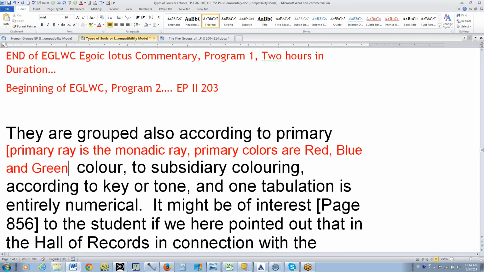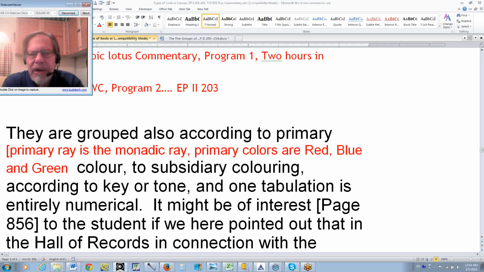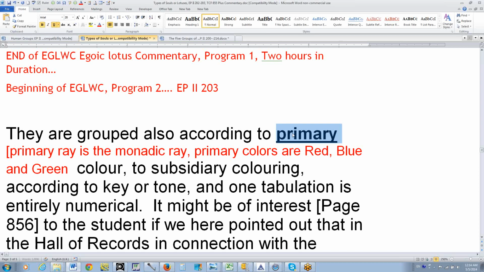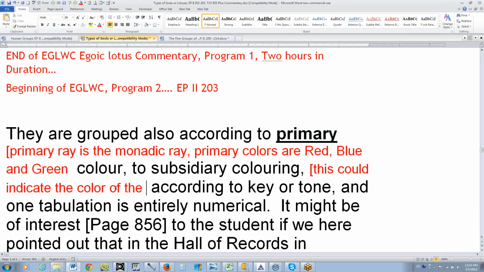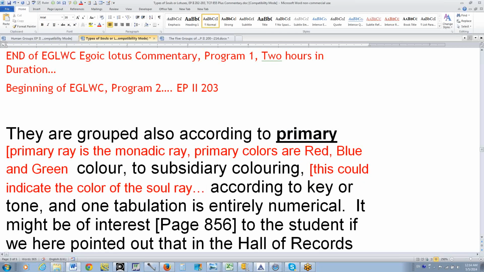So are we talking about the color of the monad, or are we talking about the soul ray color, how they are grouped? Because they are possibly classified in both ways. They are grouped also according to primary color, to subsidiary coloring, and this could be monadic. The word primary is so much related to monadic functioning, and subsidiary, this could indicate the color of the soul ray. They're grouped according to key or tone, because every one of the 7 colors has its appropriate tone.